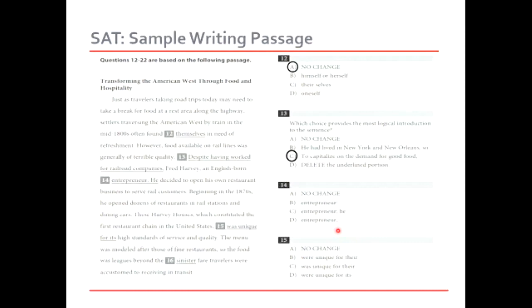Let's read it with that. Despite having worked for railroad companies, Fred Harvey, an English-born entrepreneur, comma, decided to open his own restaurant. We do not need to put "he" over here because first thing, the full stop over here is wrong. This sentence is incomplete. Despite having worked for railroad companies, Fred Harvey, an English-born entrepreneur. What Fred Harvey, an English-born entrepreneur?